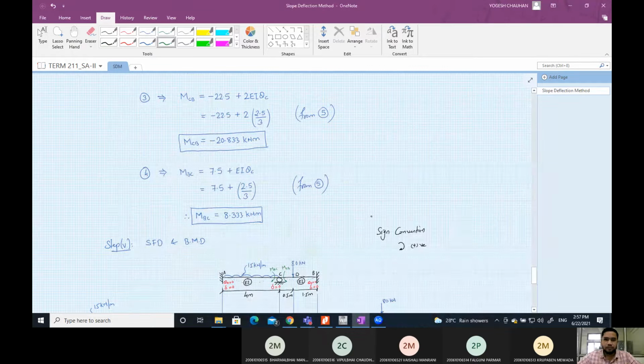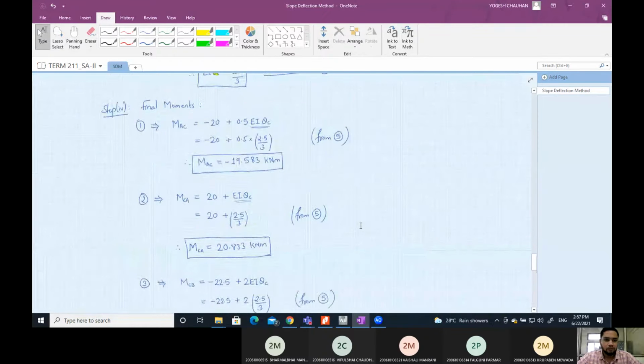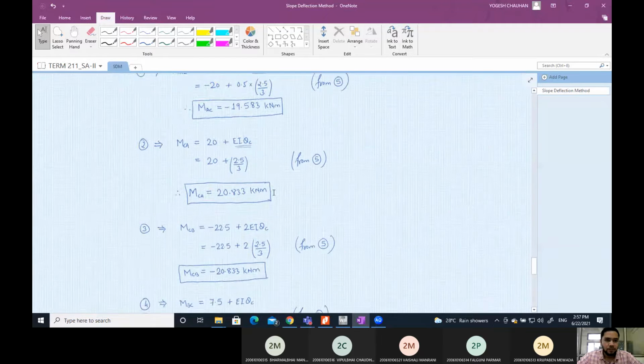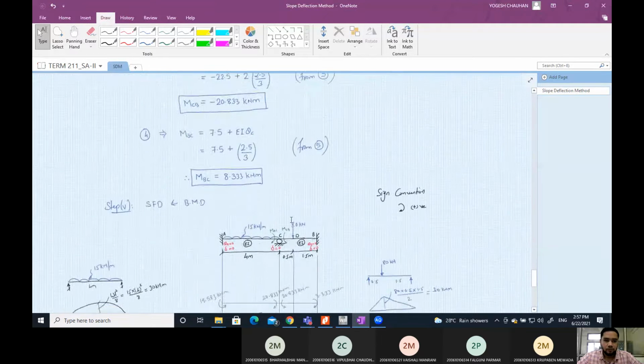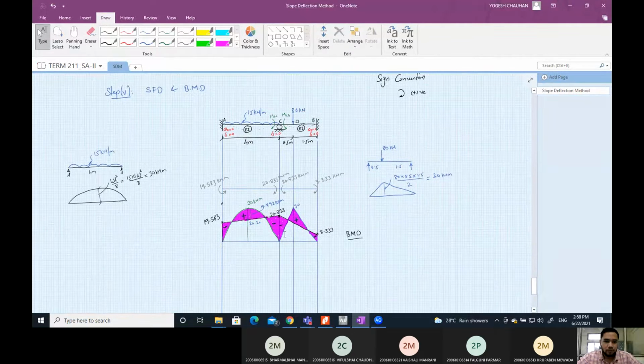Okay, so let's continue from the previous session. We have solved one example. We have found the fixed moments, and we were drawing the shear force and bending moment diagram. Now, this is one way of drawing the bending moment, which we have discussed in the previous lecture. This is the quickest way you can draw the bending moment diagram.